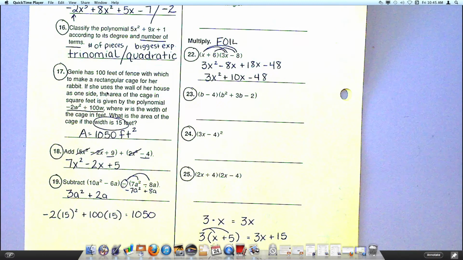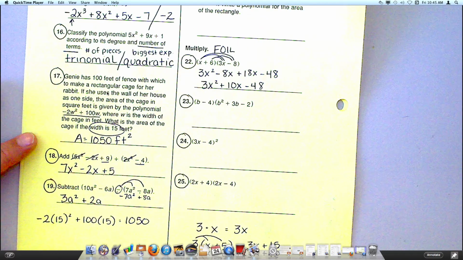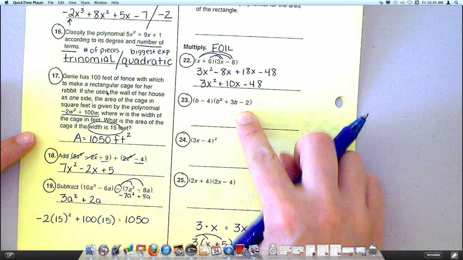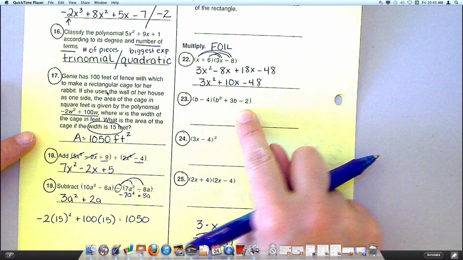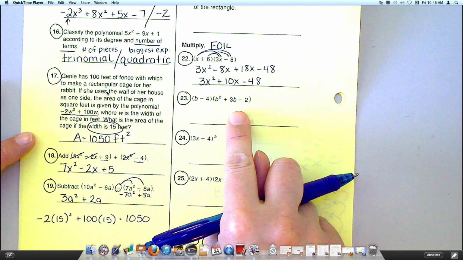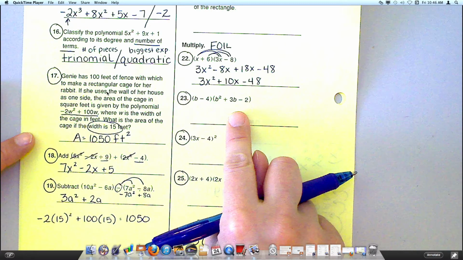Okay. I want to show you a different way to do this, and I'm not sure if Ms. Nivor taught you this or not. It's sort of another way to organize your work, but it's really going to be helpful when we get down to this one here, number 23, because on this one, FOIL doesn't technically work. Okay, it's the same process, but you can't call it FOIL.